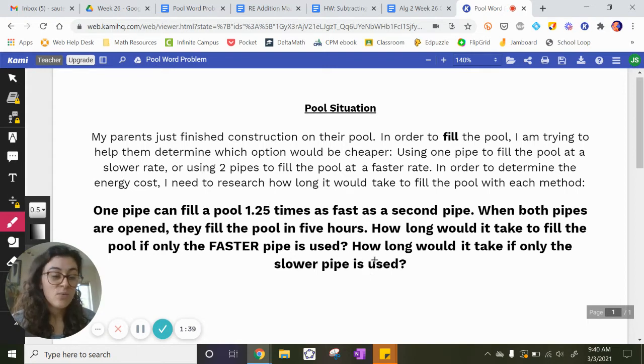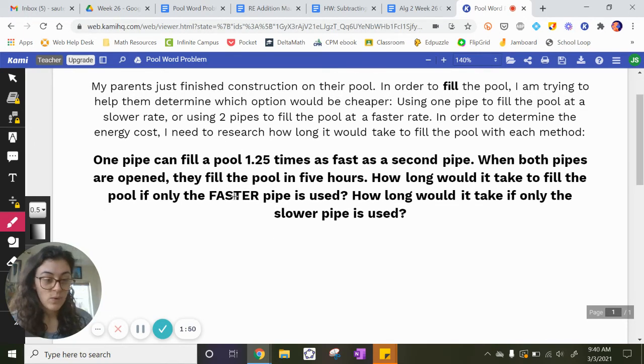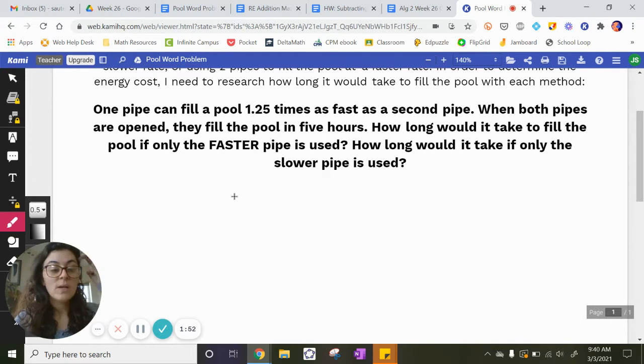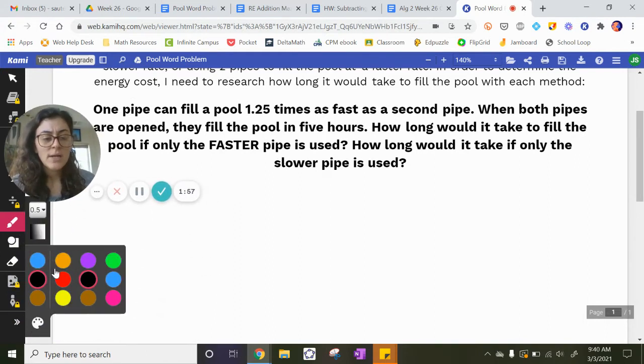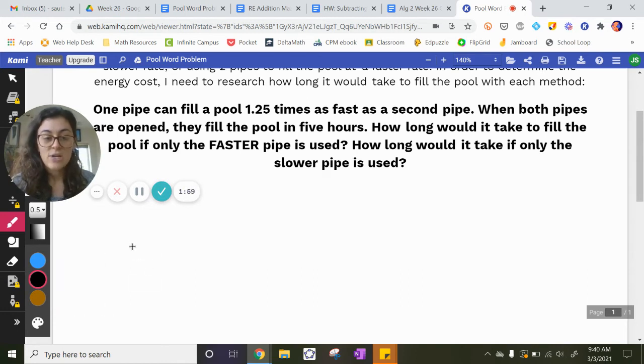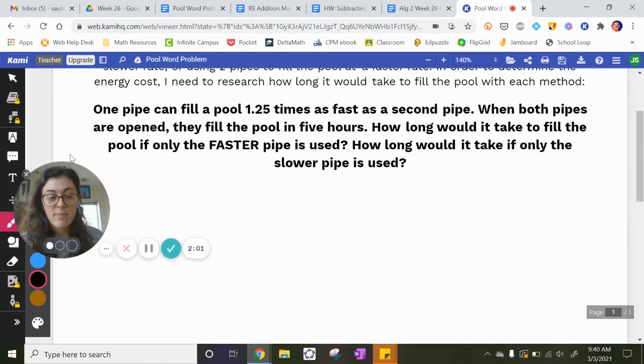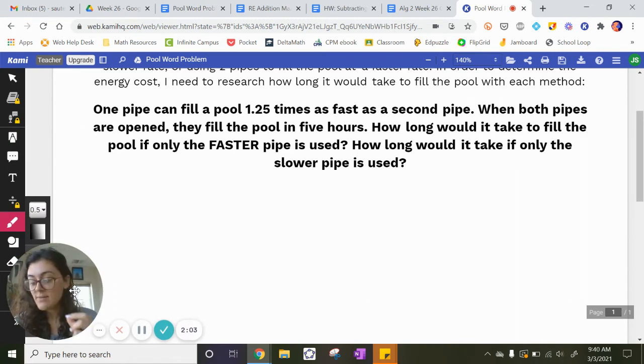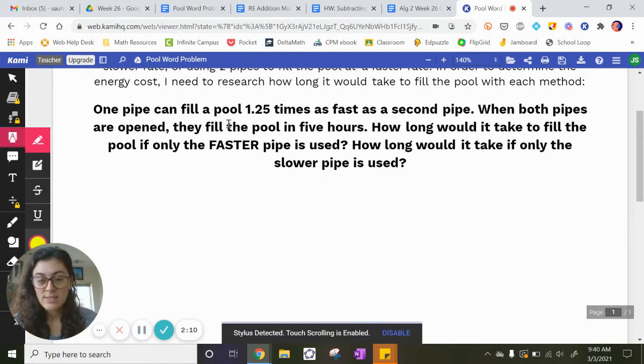And then just as a side note, we'll see how long it takes the slower pipe to do it. Because renting two pipes is really expensive. And so if it ends up being somehow cheaper to just do one pipe, we're going to do that. So this was just one of the factors I had to include. And in order to solve this problem, we're going to do something similar to what we did in notes today. So we're just going to make sense of this problem, write some variables, and we'll get going from there.